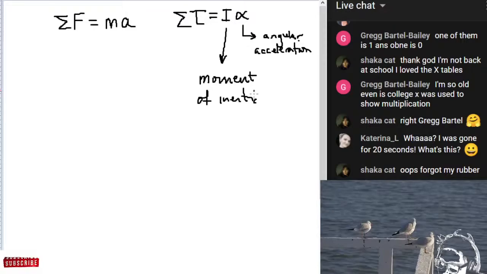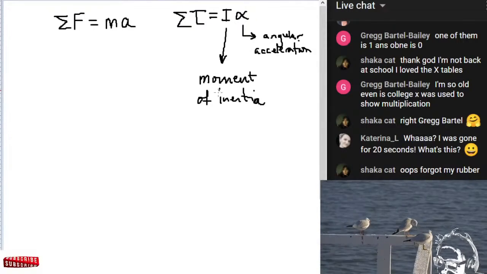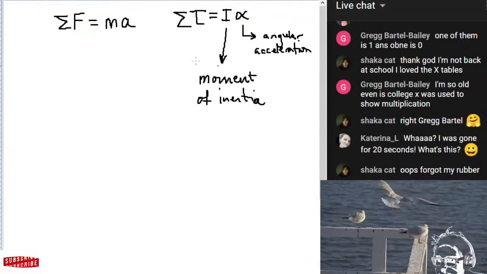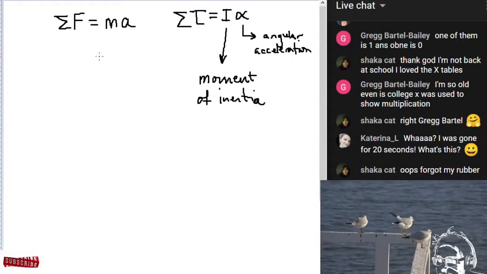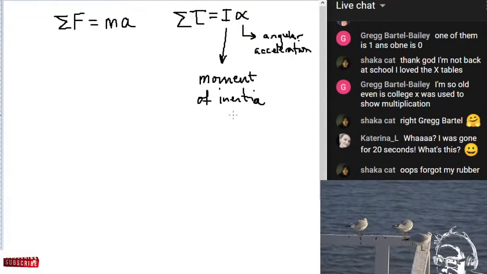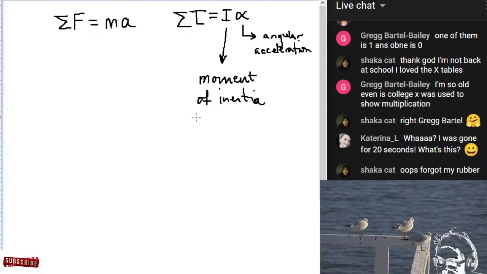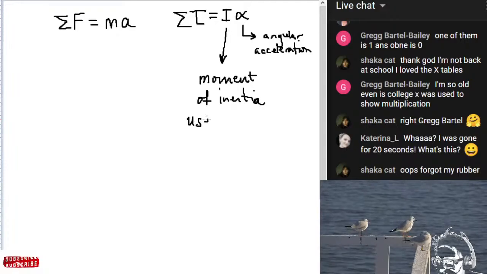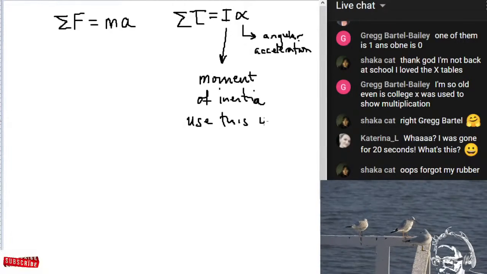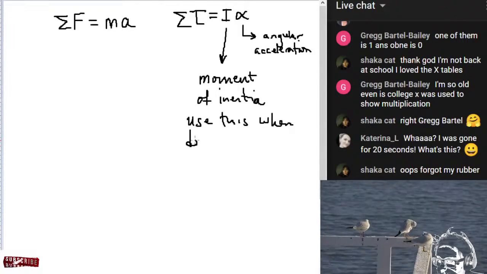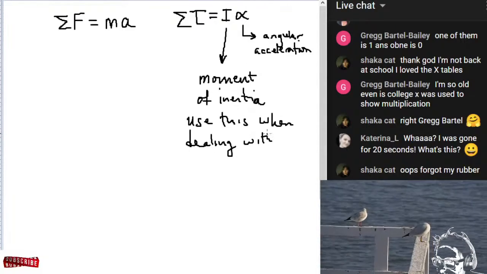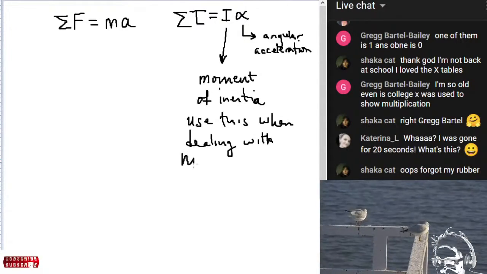This tablet does not write nice. Moment of inertia. We can't just use m anymore, because we're not dealing with a point mass, we're dealing with an extended object. So you have to use this when dealing with extended objects. So use this when dealing with non-point masses, I should say.